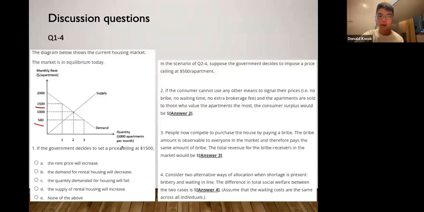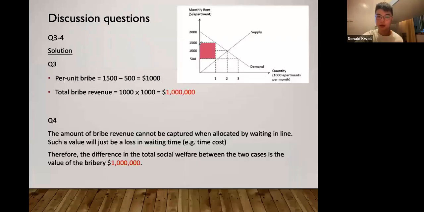Okay, question 3. Instead, the allocation method is bribery. What will be the total revenue of the bribe receivers? It is simply the rectangle in the middle, as I've introduced to you. So this rectangle would be the answer. Per unit bribe would be 1,500 minus 500. Multiply that by the quantity traded, 1,000. Then we have the total bribe revenue is $1 million.